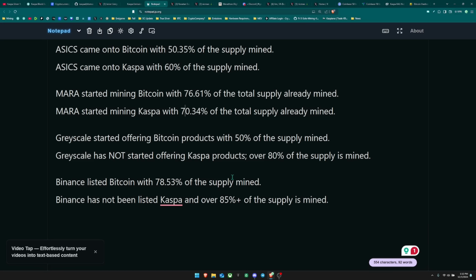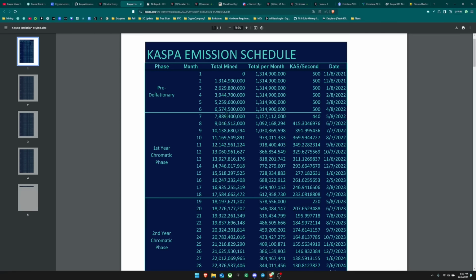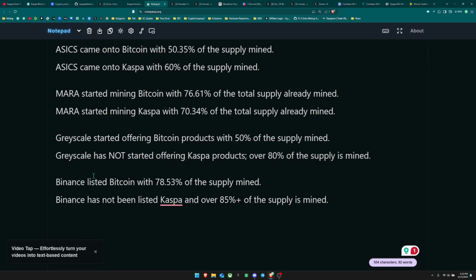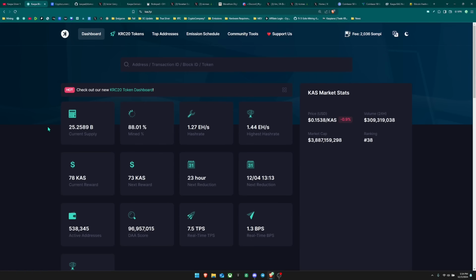So it's just very interesting to see that this very rapid emission schedule is actually turning out to not be such a bad idea, because all of these big entities got into Kaspa with the majority of the supply already mined, which is actually very good for the retail investor, people like us who have gotten into Kaspa. We just don't have these big players that have huge portions of the supply that can just manipulate the Kaspa price on us.